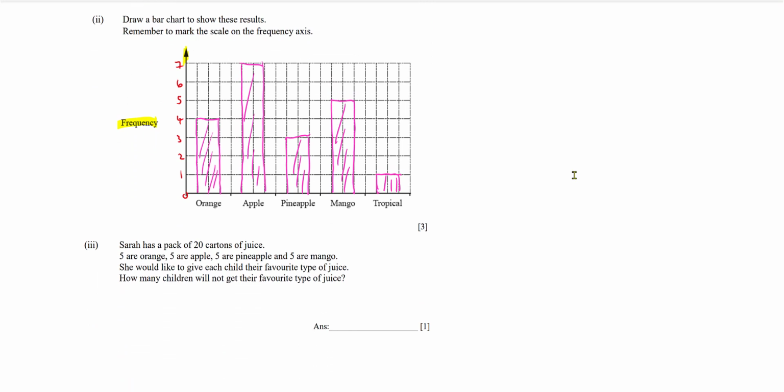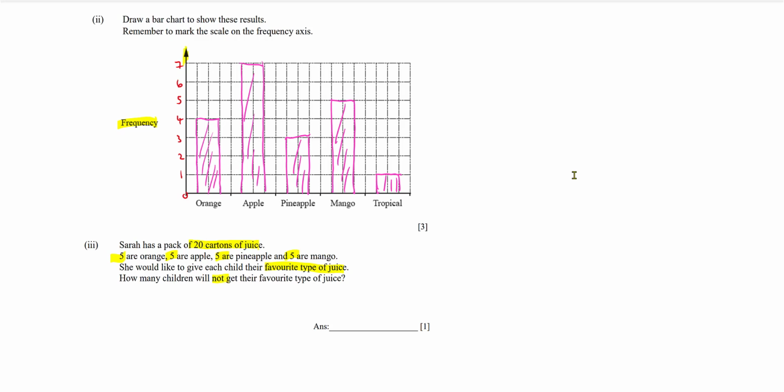Okay, so Sarah has a pack of 20 cartons of juice. So we've got exactly 20 cartons here given in our bar chart here. We know that 5 are orange, 5 are apple, 5 are pineapple, and 5 are mango. So she would like to give each child their favourite type of juice. How many children will not get their favourite type of juice?